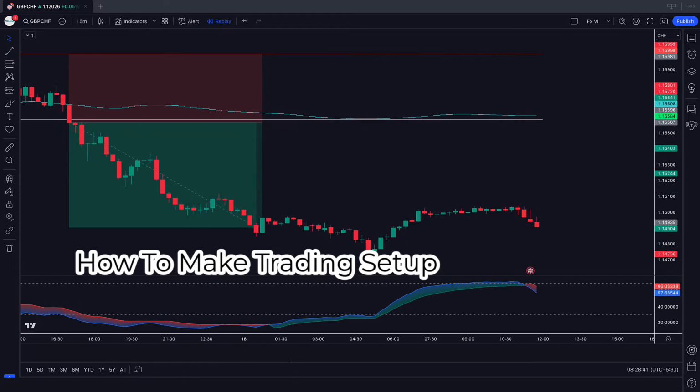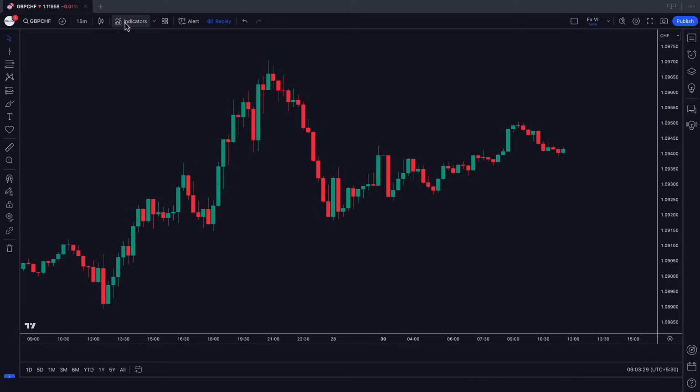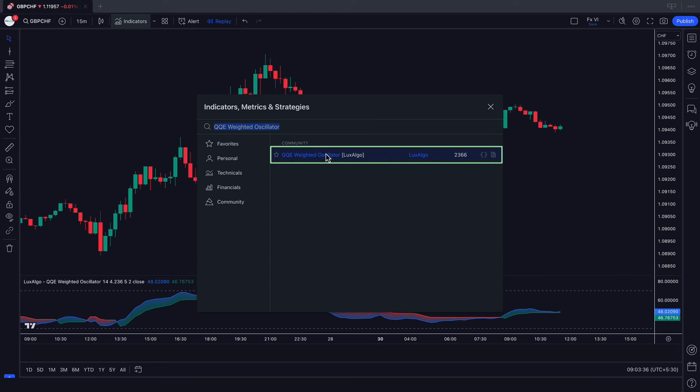How to make the trading setup. Let's jump straight into a clean chart. First of all, we will search for the QQ Weighted Oscillator in the search box of TradingView. After that, we have to click on the QQ Weighted Oscillator LuxAlgo option.